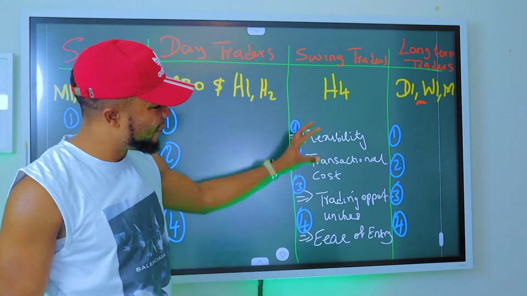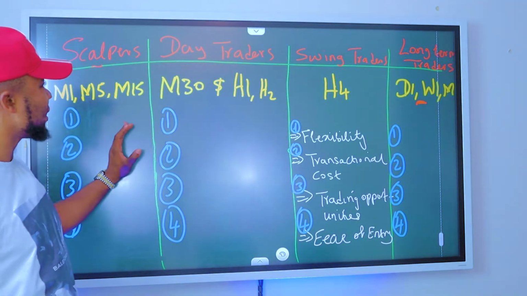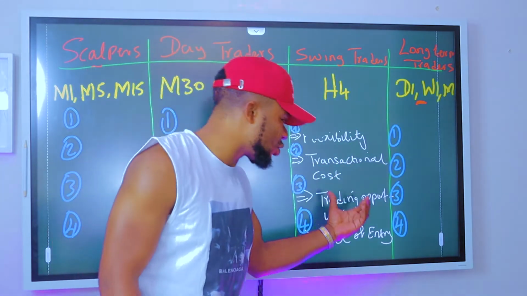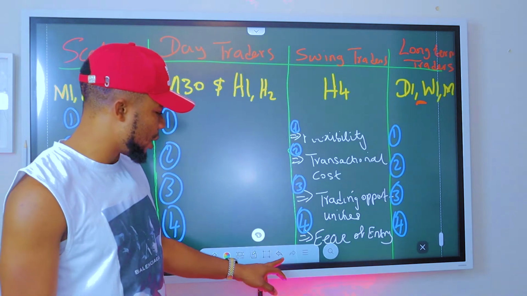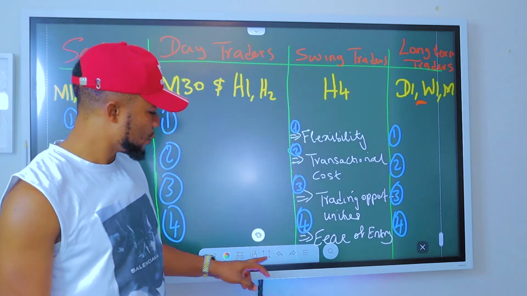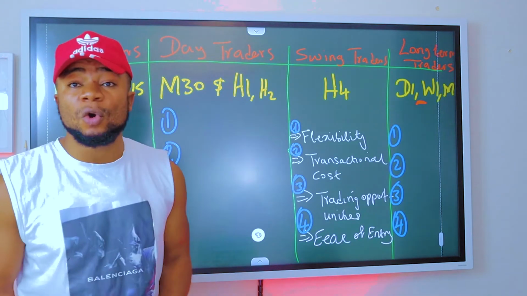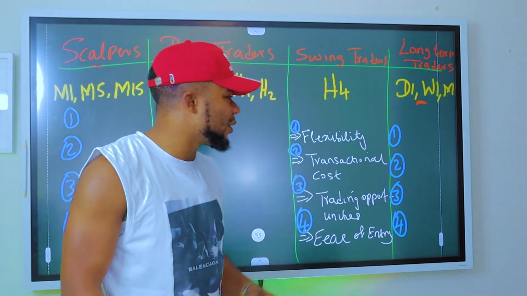Good. These are the factors I'm going to be using to explain all these different quadrants: scalping, day trading, swing trading, and long-term trading. These are the factors I'm going to be using, so that by the end of the video, you'll be able to know which quadrant you belong to and which time frame is the best. Let's start with flexibility.